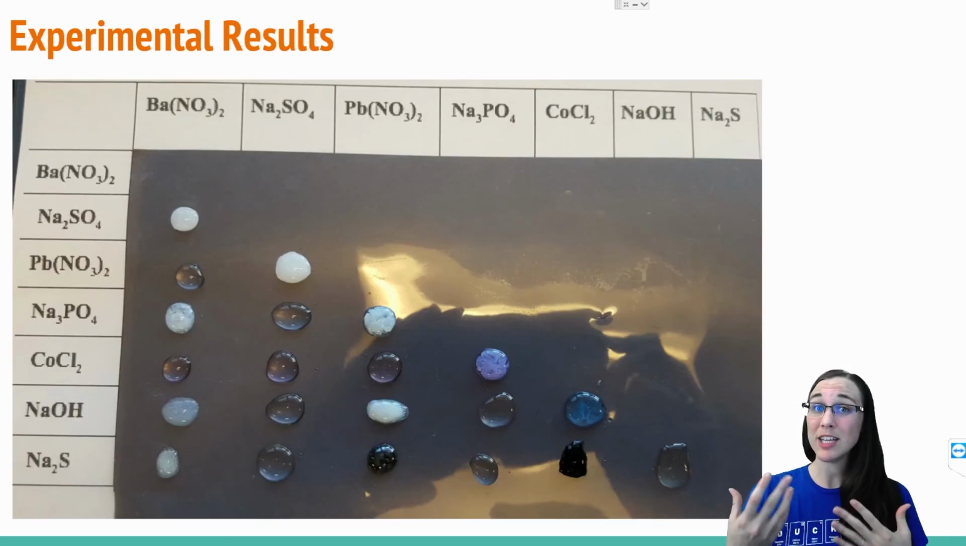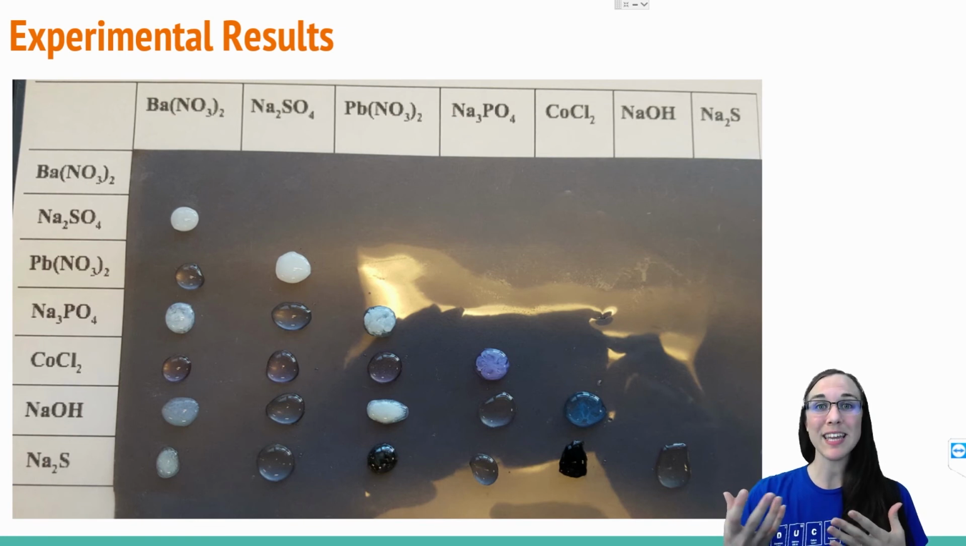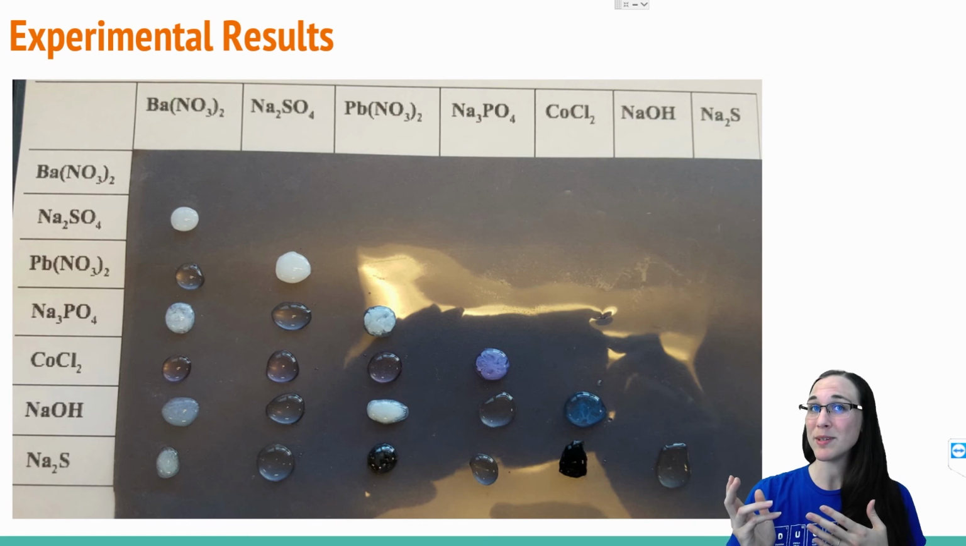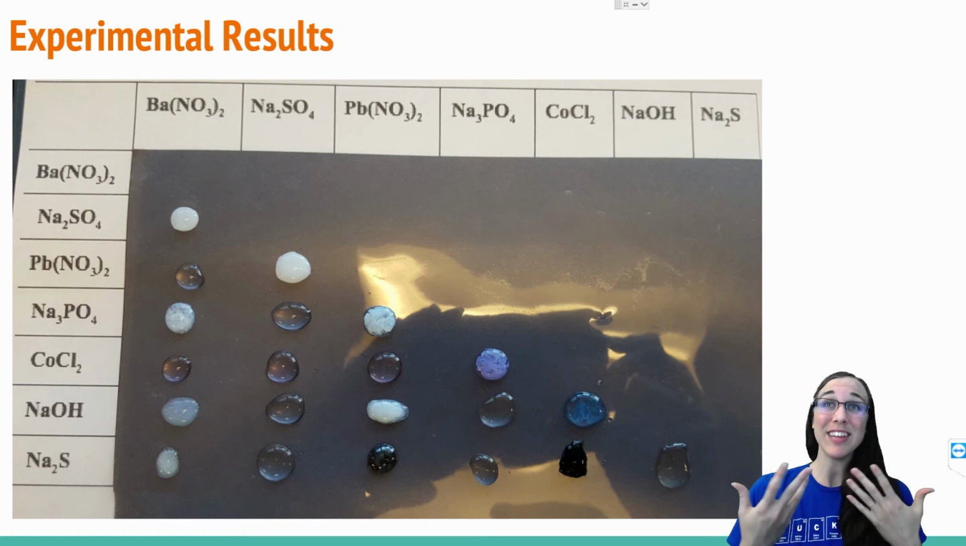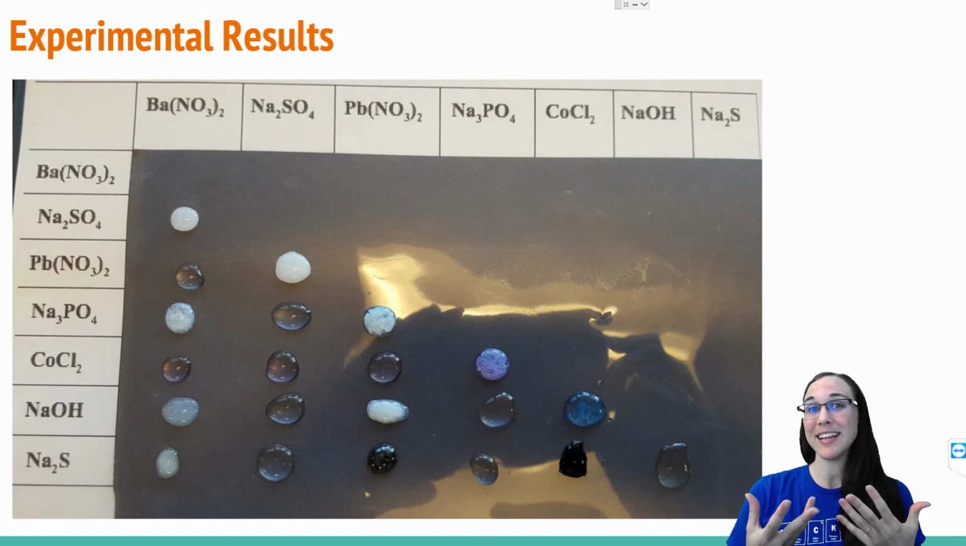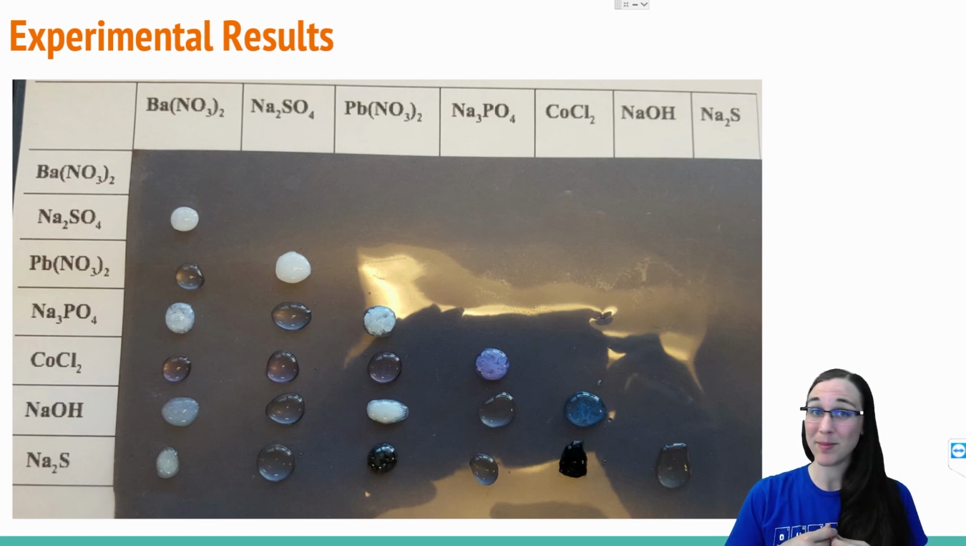I mixed drops of each one of these chemicals together for you to see what it would look like experimentally. You can check your answers to see if there is a precipitate or not based off of which of these little dot bubbles have a color in them. That color represents a precipitate, a solid that dropped out of solution. So you'll know which one of these should have a solid product in them.